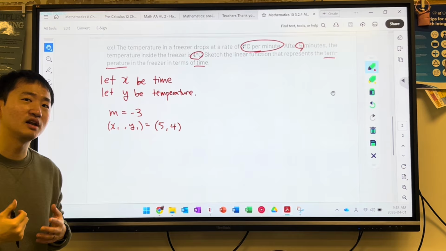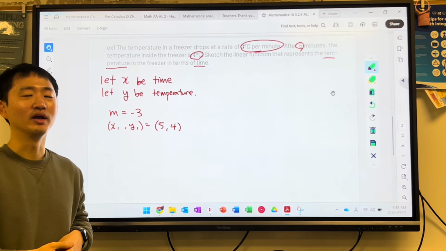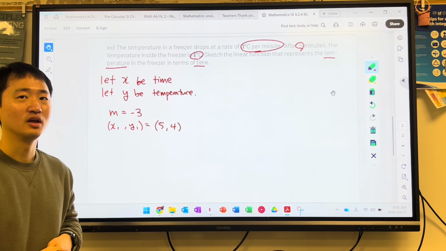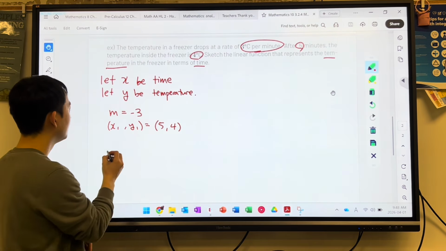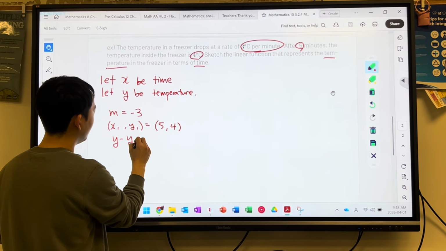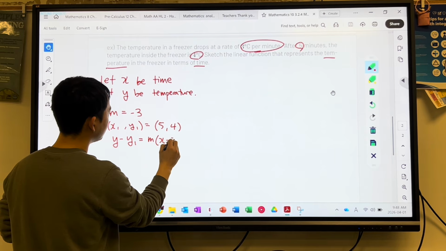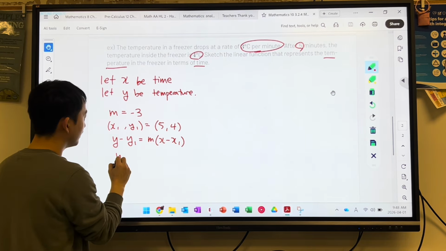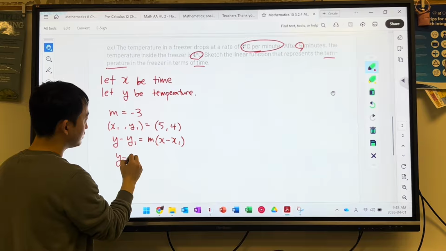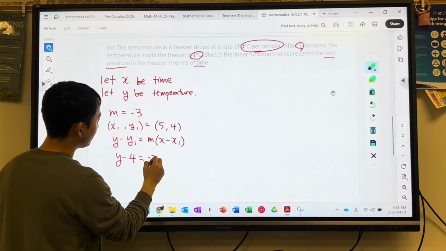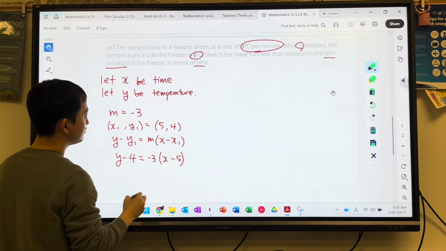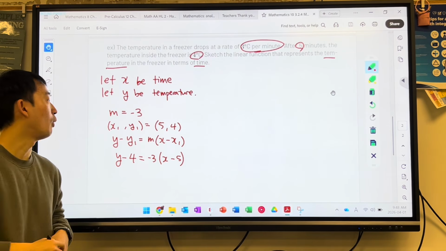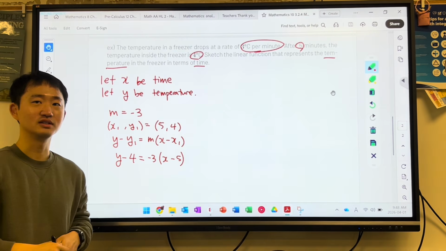So notice that instead of having a y-intercept, we have a point. And which format should we use? Well, the format of the equation that has a point and a slope is called the point-slope form, which is y minus y1 equals m times x minus x1. So plugging in numbers, y minus y1 is 4, m is -3, and x1 is 5. So the equation is y minus 4 equals -3 times x minus 5.